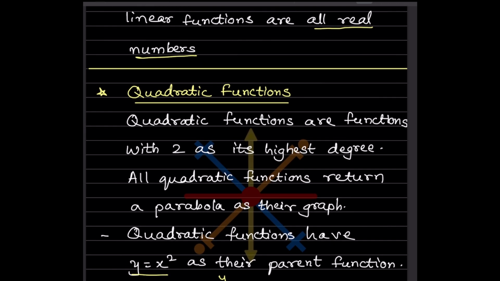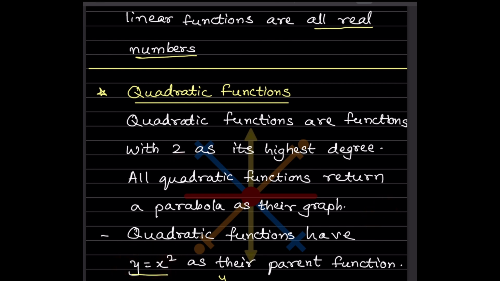Now let us see the quadratic functions. Quadratic functions are functions with 2 as their highest degree. Can you see this one? This is y is equal to x square. You can see this is called the degree of it. When you write x square, that is called the degree, so that has 2 as its highest degree.